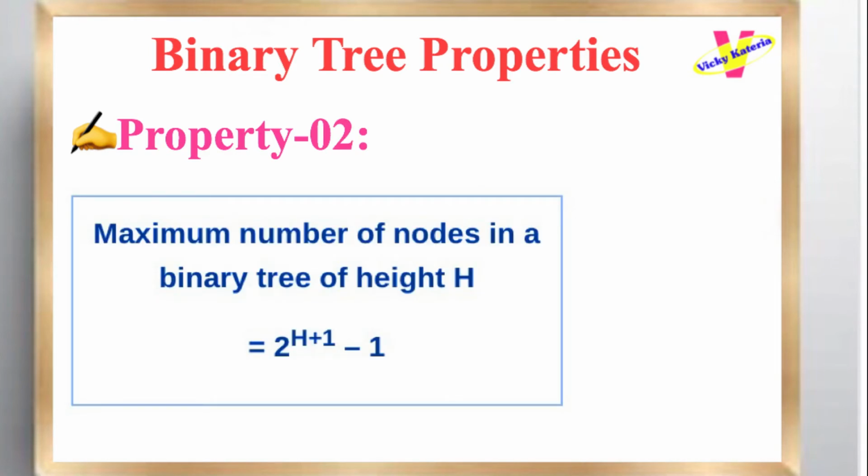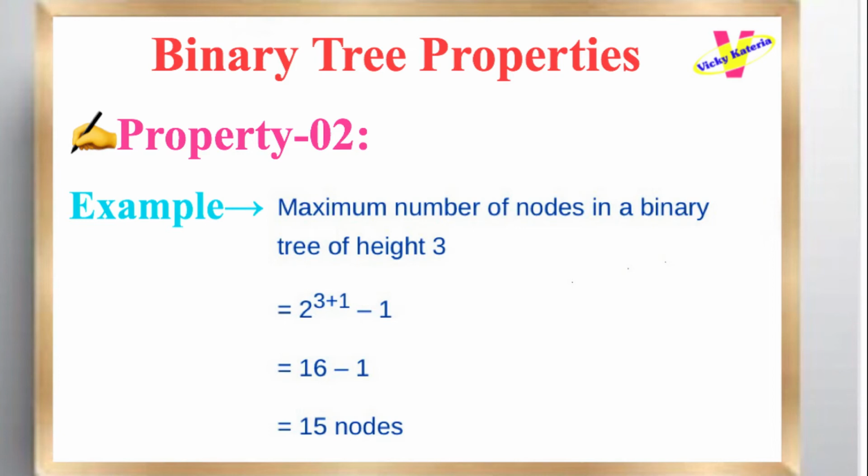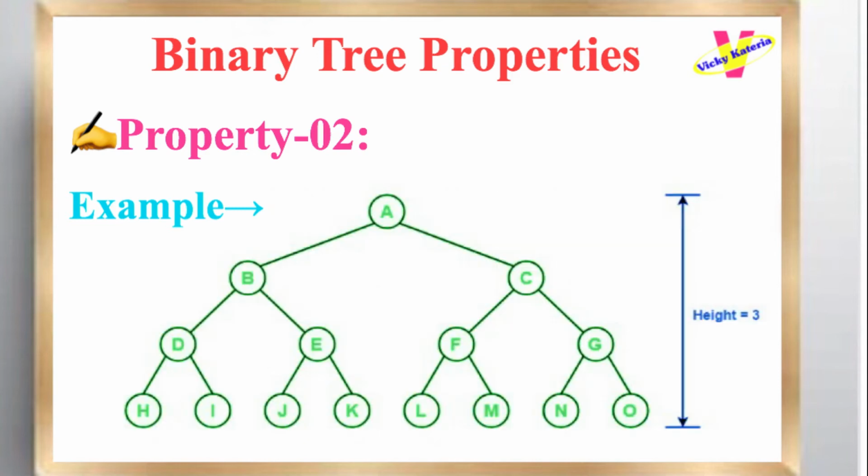Property 2. Maximum number of nodes in a binary tree of height h equals 2 power h plus 1 minus 1. Example: maximum number of nodes in a binary tree of height 3 equals 2 power 3 plus 1 minus 1 equals 16 minus 1 equals 15 nodes. Thus, in a binary tree of height equals 3, maximum number of nodes that can be inserted equals 15. We cannot insert more number of nodes in this binary tree.